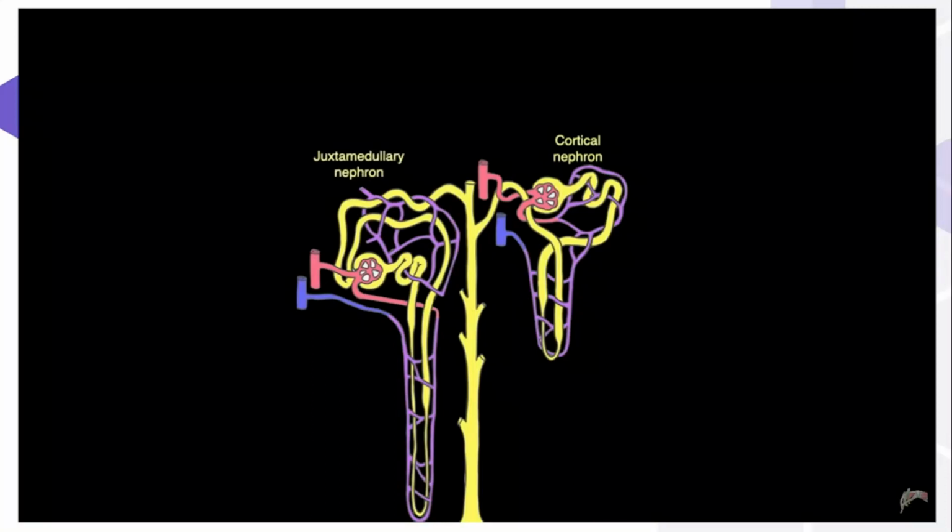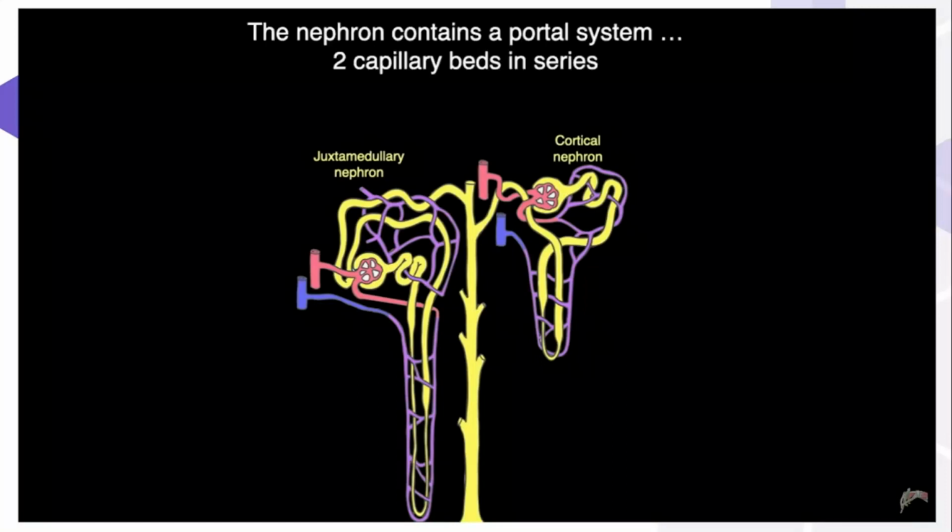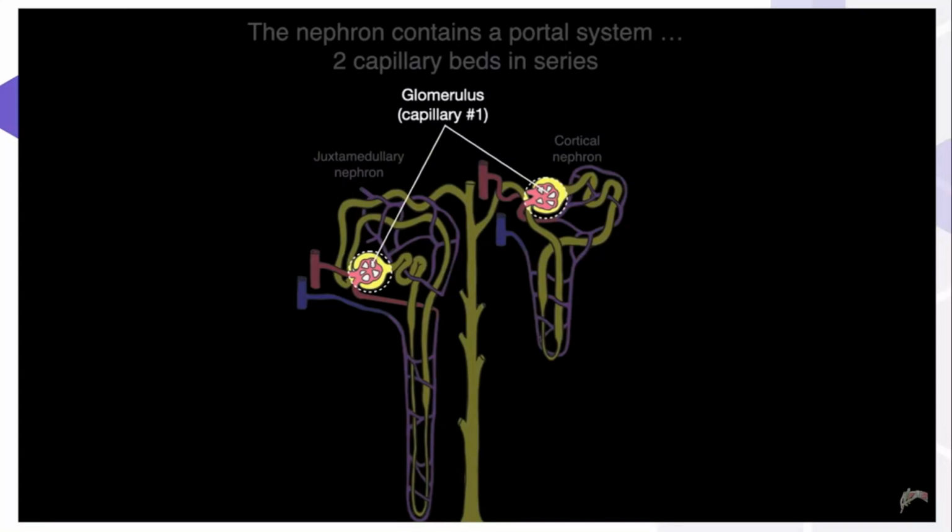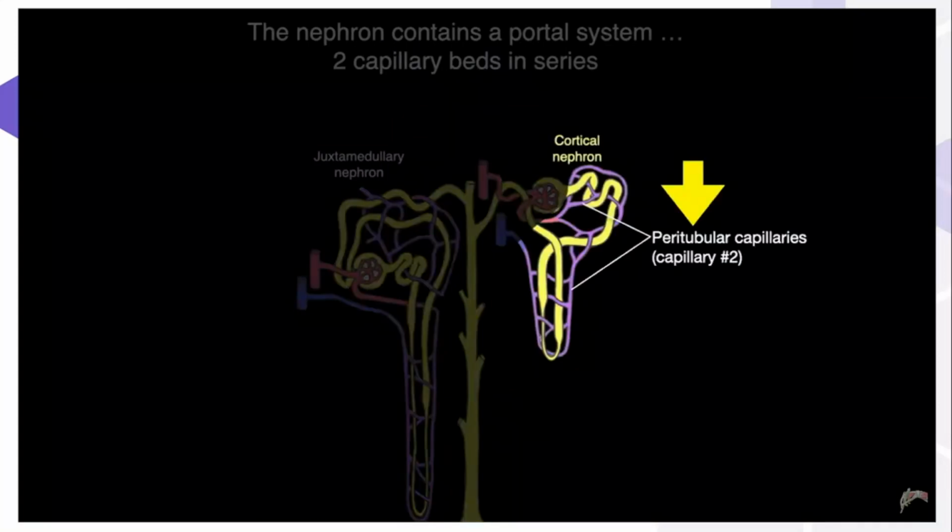This is the cortical nephron and this is the juxtamedullary nephron. This is the structure of the nephron. You can easily see and understand. It contains two capillary beds in series. This is the nephron portal system. This is the first capillary bed, and the second capillary bed is the peritubular capillaries.